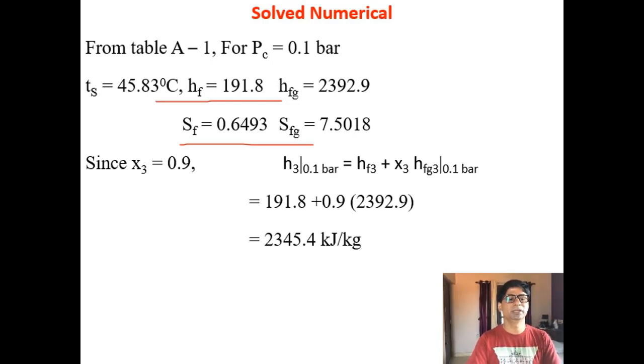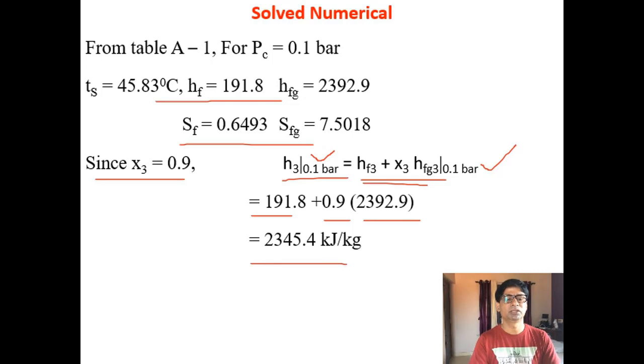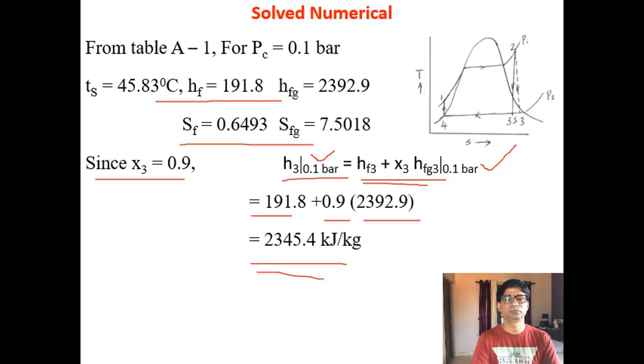Now since point number 3 is in the two-phase region, h3 is nothing but hf3 plus x3 times hfg3 at 0.1 bar. This is the formula you have to use to find h3 at 0.1 bar. We noted hf is 191.8, x3 is 0.9, and hfg3 is 2392.9. So h3 you will get as 2345.4 kilojoules per kg. This is the value of h3.